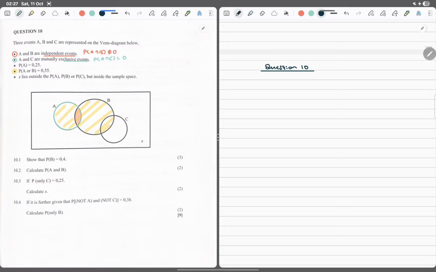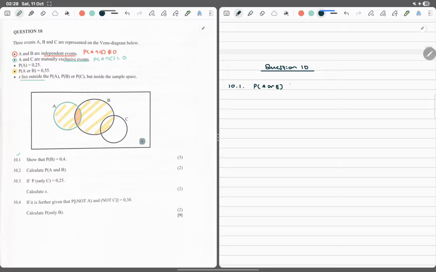Okay, so it helps to understand exactly what component or what portion of the Venn diagram is being represented by the given information. Then we're told X lies outside of A, B, or C. And we can see there's our friend there, the standalone guy. Okay. Right. So first question says we need to show that the probability of B is 0,4. So we're going to use the addition rule there.